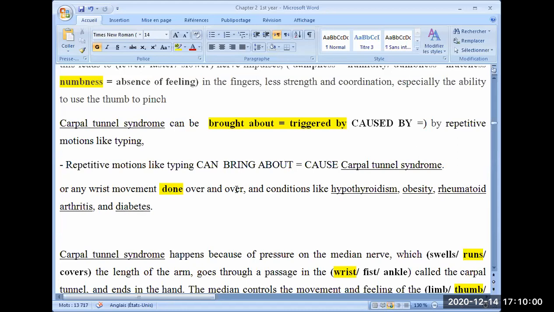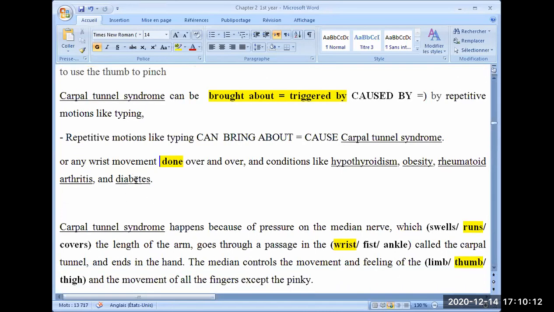And conditions like hypothyroidism, obesity, rheumatoid arthritis, and diabetes. Can you pronounce this word? It is pronounced diabetes. Hypothyroidism, the H is pronounced. Obesity, rheumatoid arthritis, itis again, and diabetes. Okay, here you have the answers.